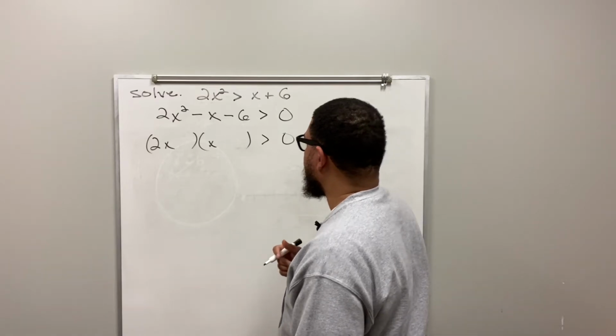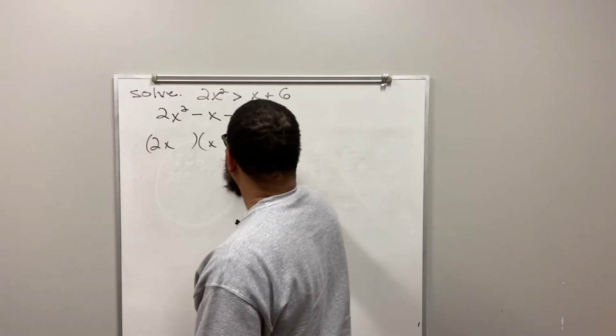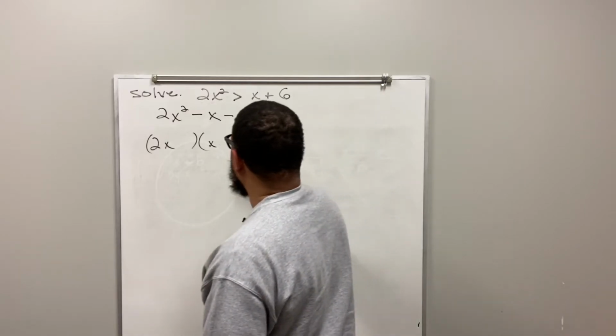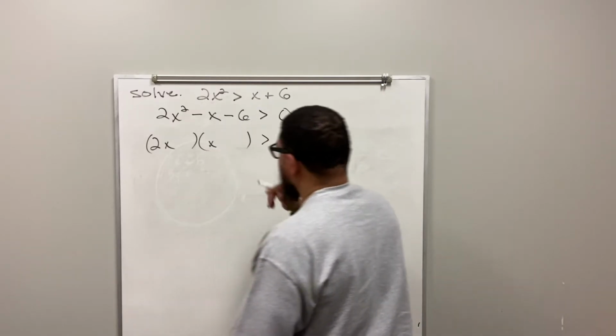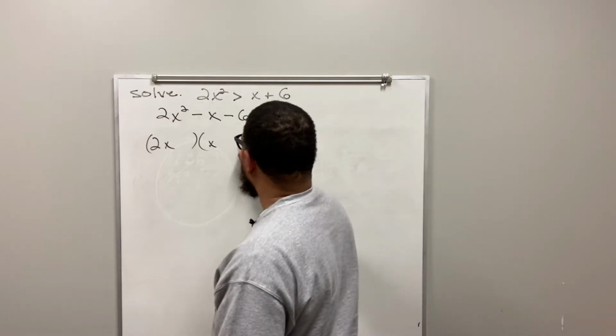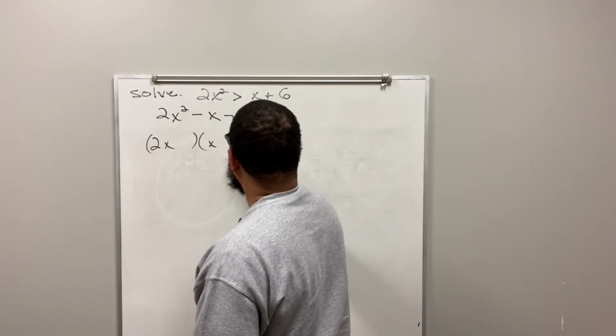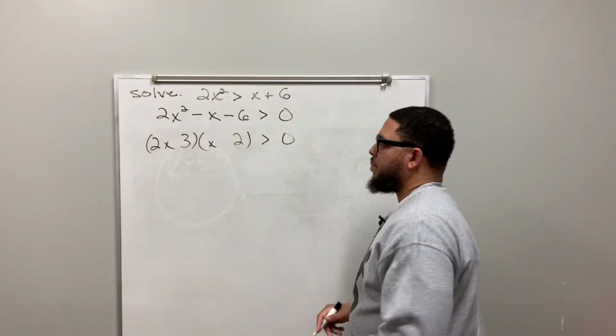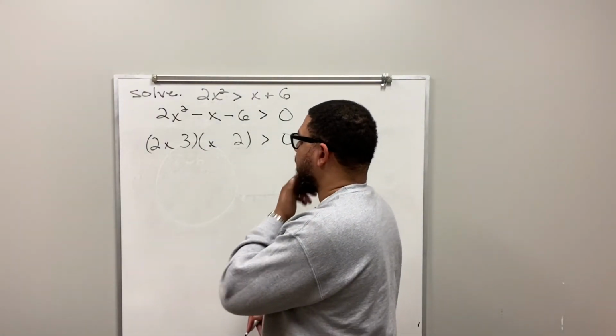I gotta think. So if I put a 6 right here, that's gonna give me 12. I don't want that. If I put a 1 right here, that's gonna give me 2, and I don't want that. If I put a 2 right here, okay, let's do this. Let's put a 2 right here and a 3 right there. All right. But then the question is, what are the signs gonna be?